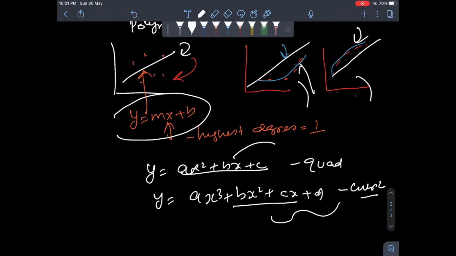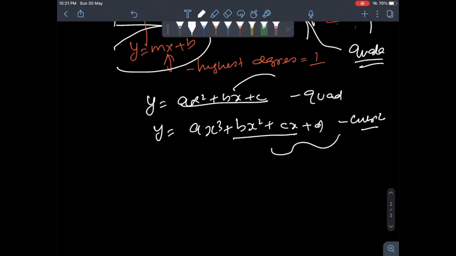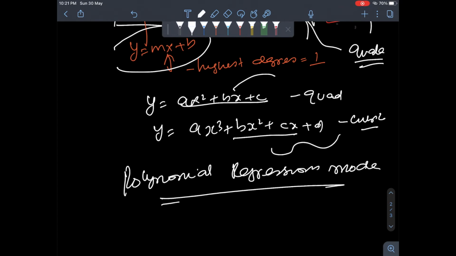Now we need to try to understand which line is best for our data. So suppose for this kind of data, we may be having a quadratic line. We may be having a cubic line. So it's up to us. For that purpose, we need to generate a polynomial regression model. This model will try to fit data that is something like this. So these kinds of data will be fitted by this polynomial regression.